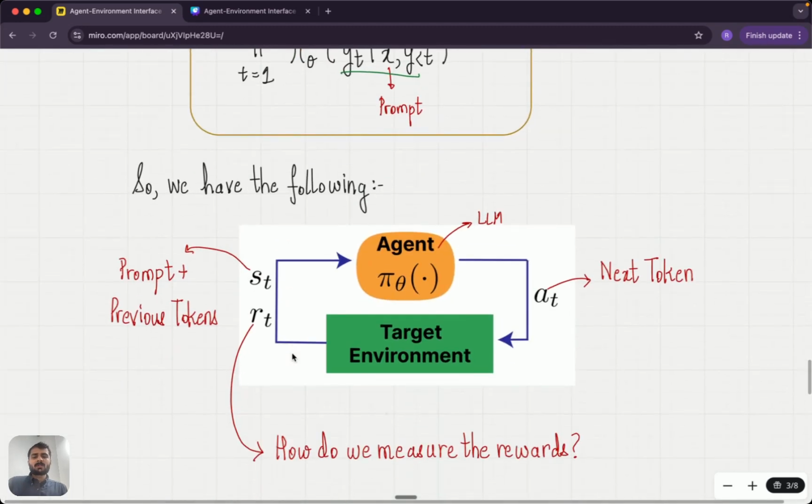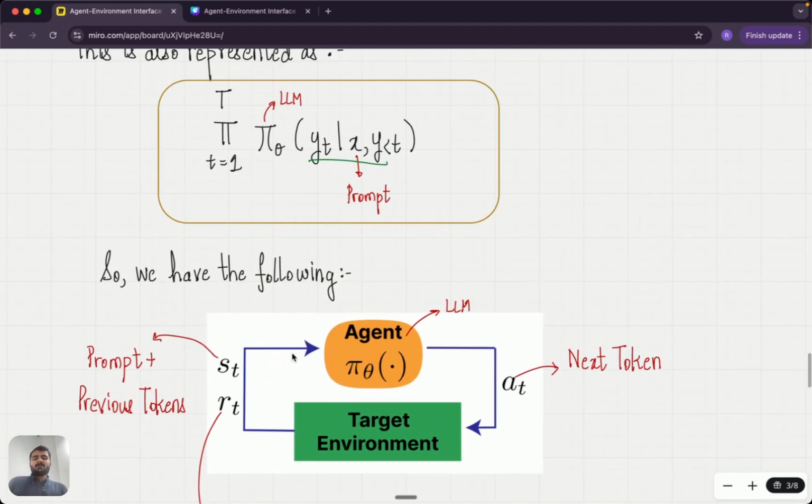Now, just to summarize, we have the agent, which is the LLM itself. The agent is receiving the state, which is a combination of the prompt given by the user plus the previous tokens predicted by the LLM. The action is the next token which the LLM is predicting, and the policy is the LLM itself. All of this we have seen in two versions: one is the intuition, and the second is the mathematical notation.